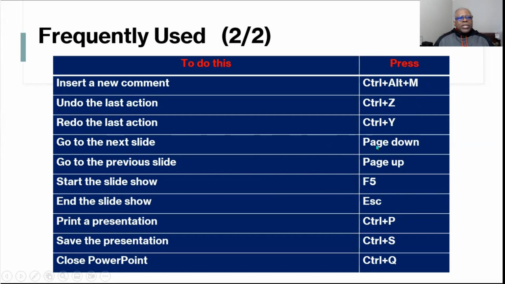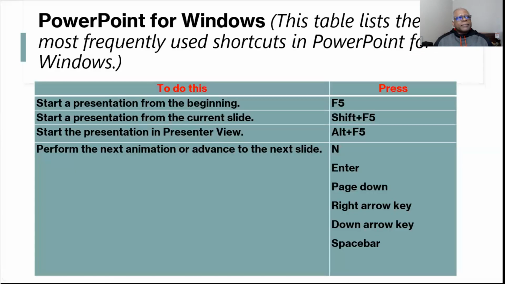We've talked about this. Go to the next slide. There's about 5 or 6 different ways to advance a slide. Page down is one of them. Page up will reverse. We've talked about F5 and escape. Control P is printing in just about every program out there, as is Control S, saving. And here's one we typically don't talk about, at least I don't, and don't use. Control Q, Q for quitting.